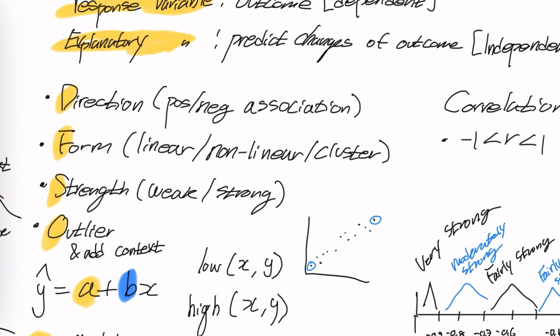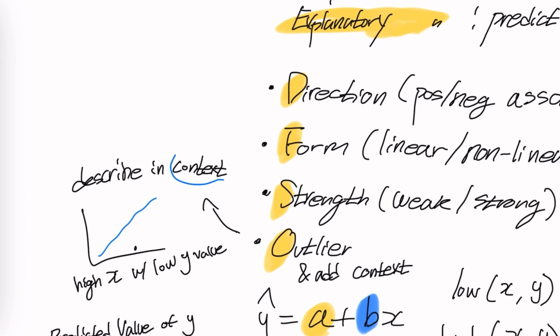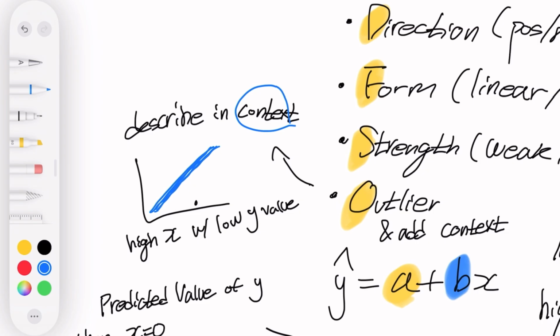When you're describing the relationship and the overall pattern, you want to remember the direction, form, strength, and outliers. So you're going to explain and interpret these features. So it's a positive or negative association, the form is linear, non-linear, or clustered, the strength would be weak or strong, and the outlier would be an individual value that falls outside of the overall pattern. In context, when you're explaining your outlier, you want to describe it in context. This is your regression line, and if there's a high x value with a low y value, that will be your outlier, while the other individuals are around the regression line.